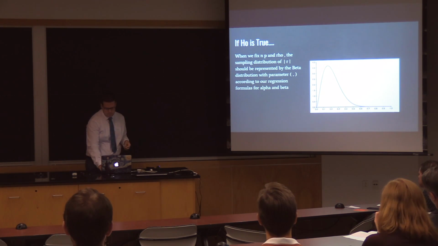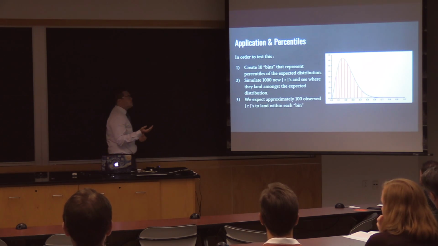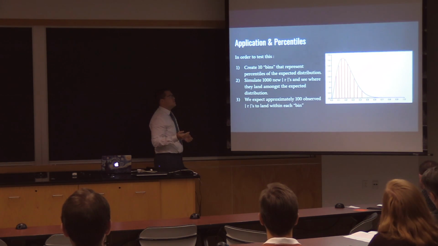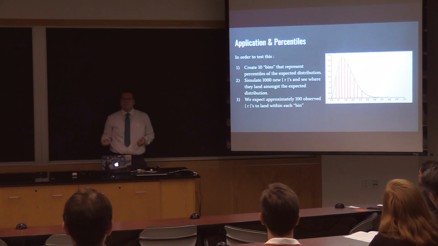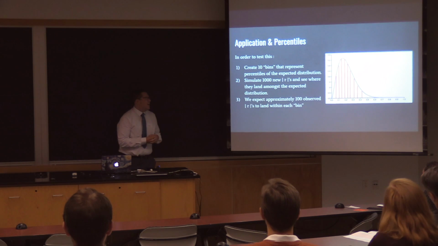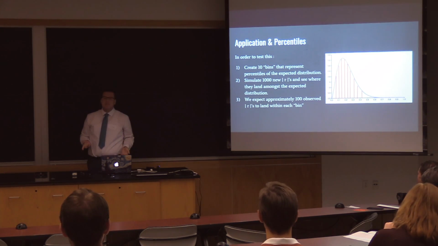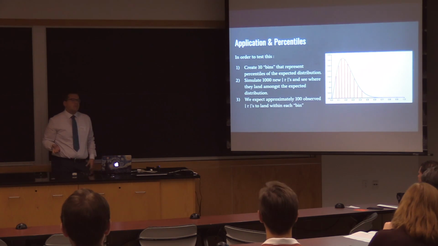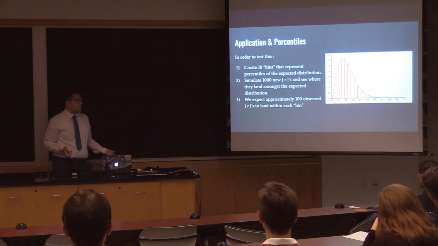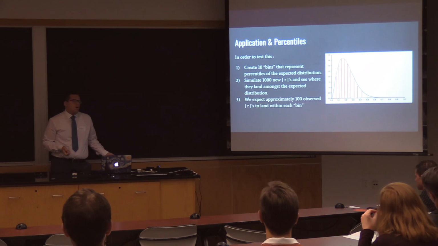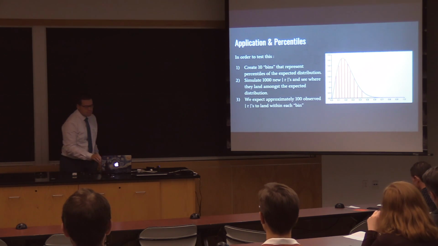So what we did was we took the beta distribution, we then broke it up into 10 different bins that are supposed to represent 10% of the beta distribution. And so then we simulated 1,000 new absolute values of R with the idea that 10% of those absolute values of R will land within each bin. So in this case, because we started with 1,000 new absolute values of R, we hope to see approximately 100 absolute values of R land within each bin.